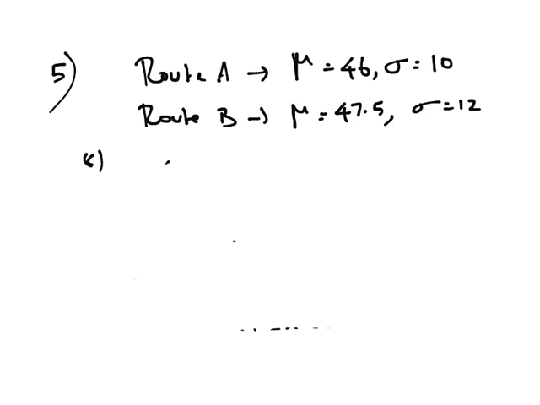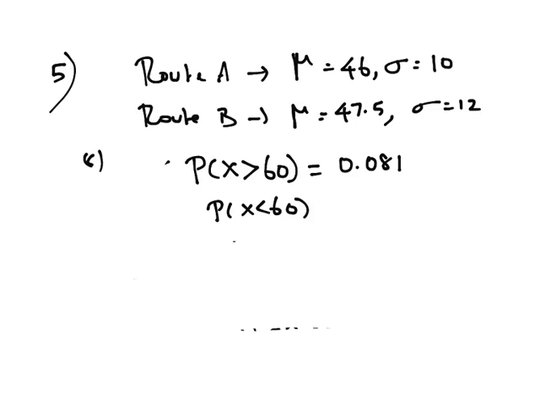Now if you recall, students, we found out that in route A, P of x more than 60 is 0.081. That means the probability of the van taking more than 60 minutes if it takes route A is 0.081. That means P of x less than 60 is 1 minus 0.081, isn't it? That means 0.919. This is for route A.